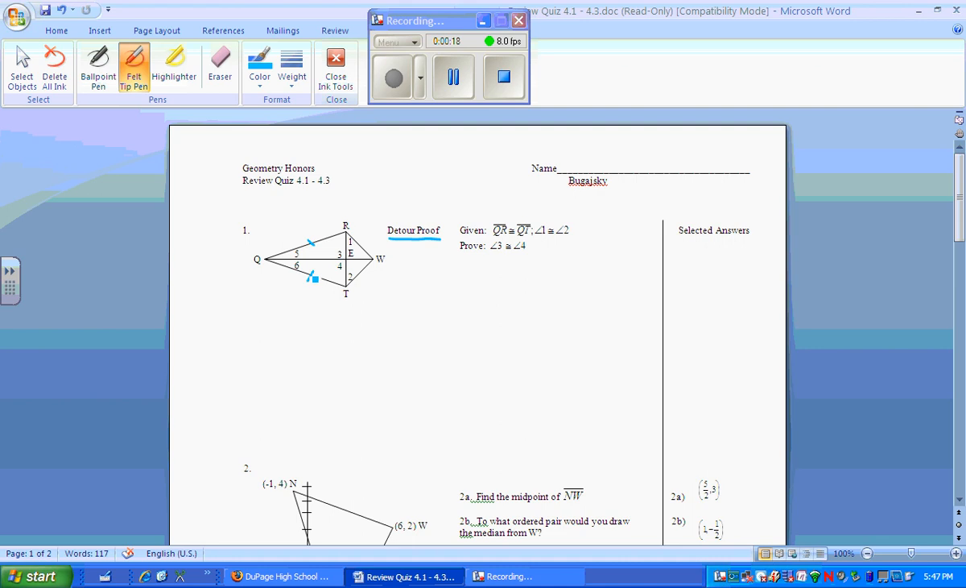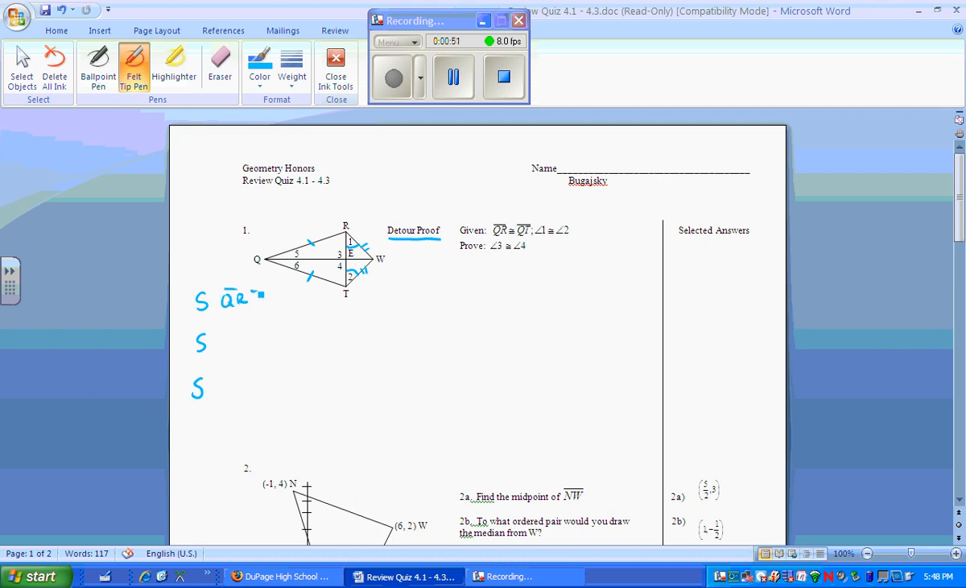QR is congruent to QT. Angle 1 is congruent to angle 2. We want to prove these two triangles here. Well, you have to use your visual spatial skills to realize that RWT is an isosceles triangle, which means if these two angles are congruent, these two sides are congruent. And now we can prove big triangle QRW and QTW by side, side, side, using the reflexive piece QW.